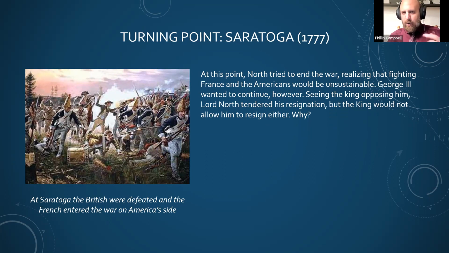Now, the prime minister in this system has to push for the king's policies, right? Similar to an attorney general who has to prosecute the legal affairs of the state, the prime minister is supposed to prosecute the king's policies. When Lord North saw that the king was opposed to him, he tendered his resignation, but the king forbade him from resigning. Why would the king forbid a prime minister from resigning if he knew that prime minister opposed his policy? Anybody want to take a guess on this? Why would the king not allow Lord North to resign?